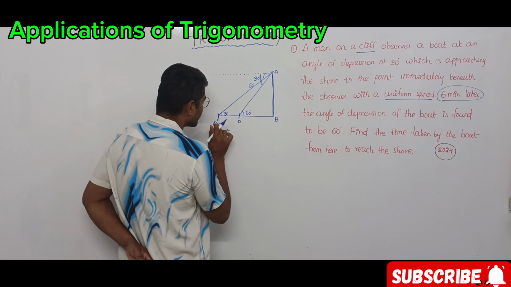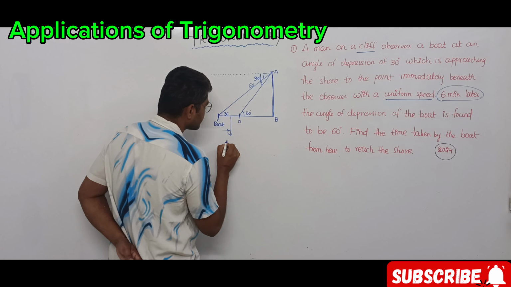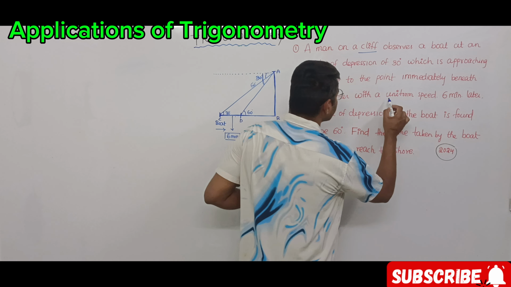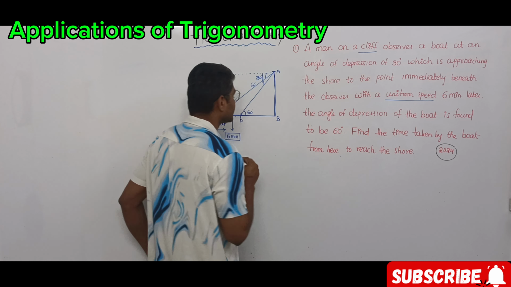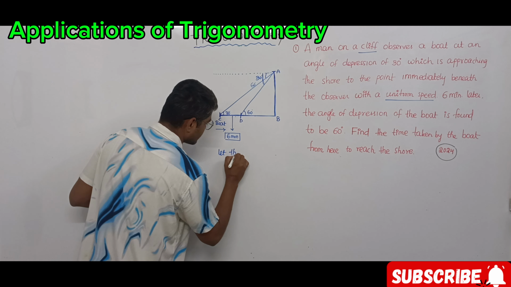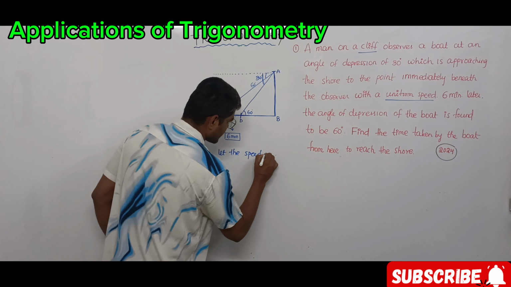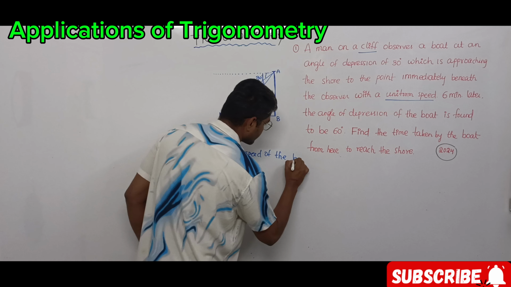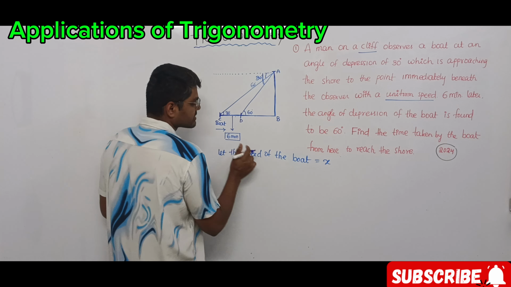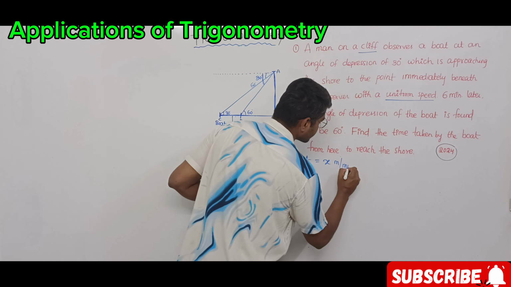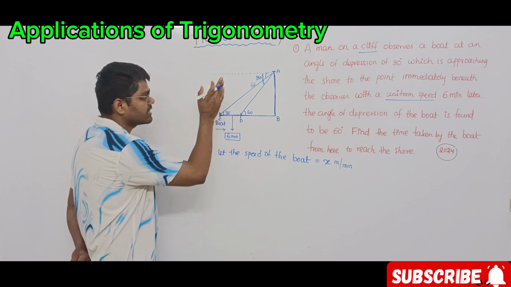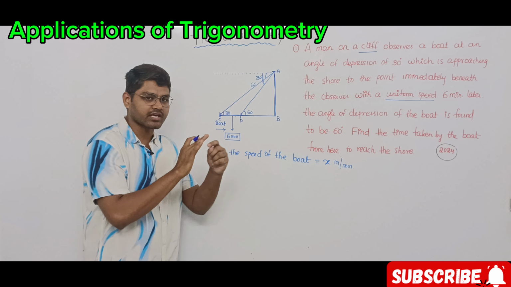The time taken to travel from C to D is 6 minutes. Here, the boat is traveling with a uniform speed. So let the speed be x. Speed of the boat, x. Here it is given in minutes, so meters per minute. Here we have to find the distance of CD and BD. Then only we can solve. Merely knowing the time we cannot solve this question.